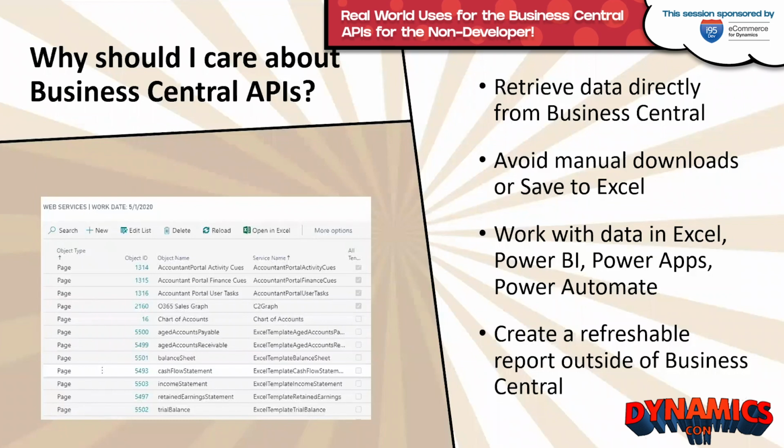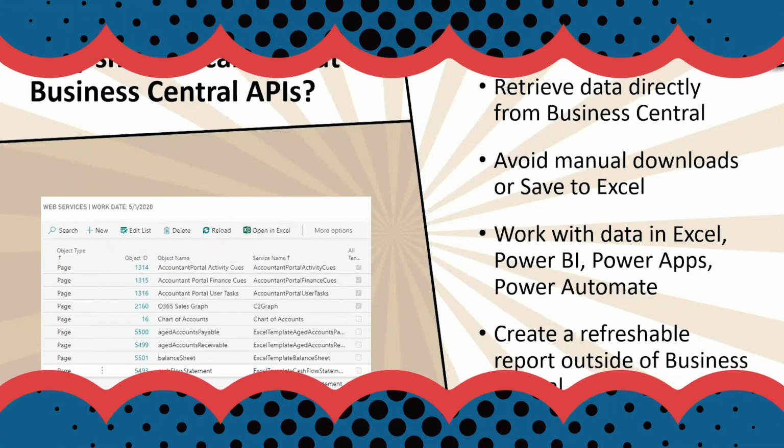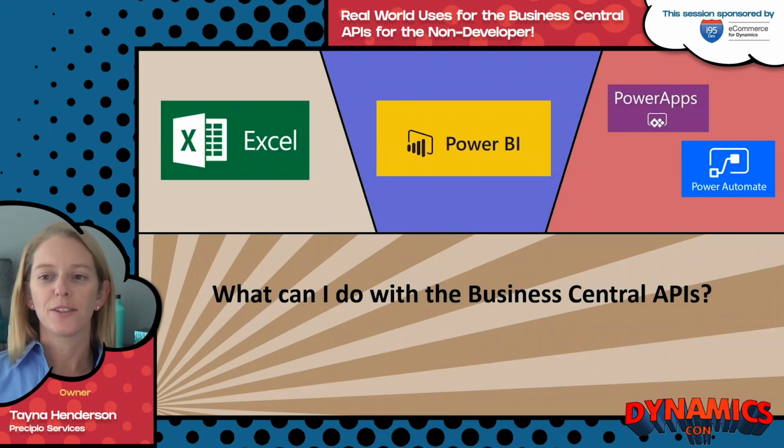Well, we're going to show you how you can retrieve data directly from Business Central. You can avoid manual downloads or having to save data manually to Excel. And we'll show you how you can use the APIs to work with data in Excel, Power BI, Power Apps, and Power Automate. And Tanya is also going to show you how you can create refreshable reports outside of Business Central. Absolutely. Thank you, Steve.